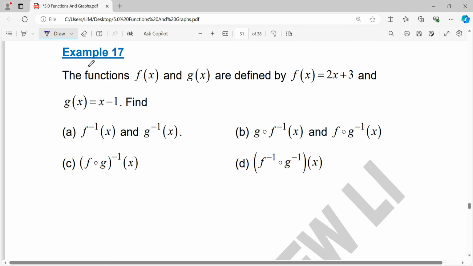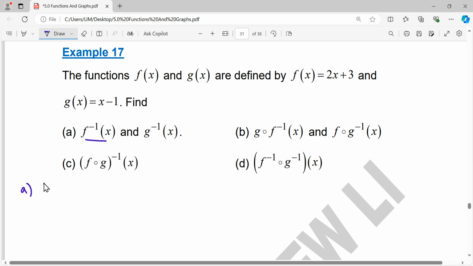Let us continue for more exercise on this inverse function. The functions f(x) and g(x) are defined as 2x plus 3 and g(x) equals x minus 1. For the first part, we're going to find f inverse by the composite method.